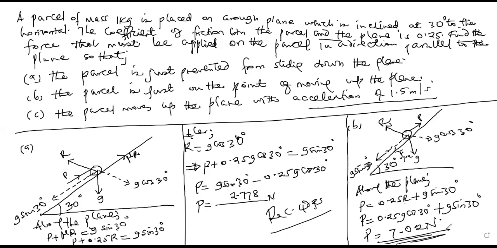Yes. But part C is totally different from them, because the sketch is the same as that of part B. They're saying the person moves up the plane with acceleration. So since we are now in motion, it means that you are going to change your approach. And how? It means that now we shall bring in the resultant force issue, right?